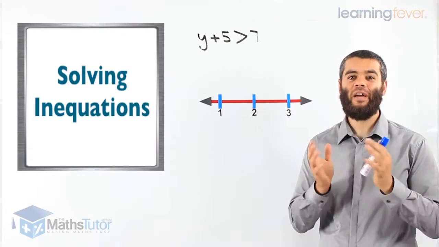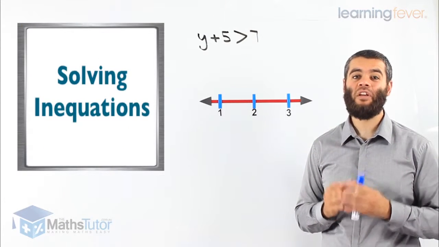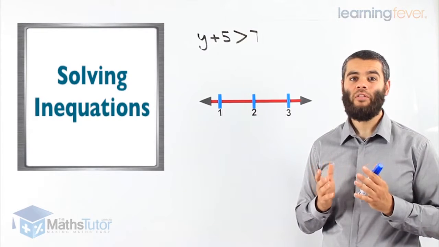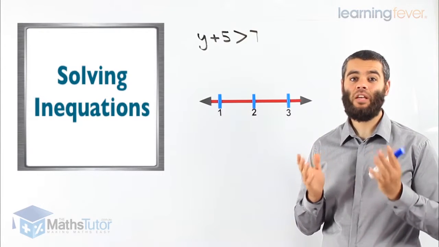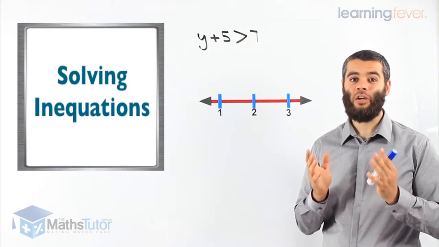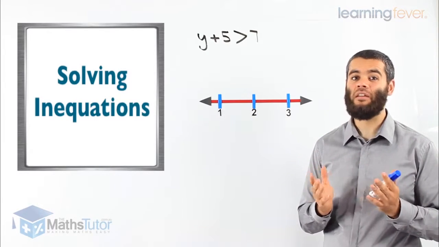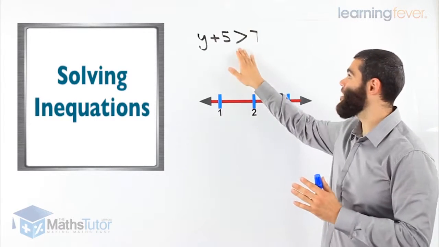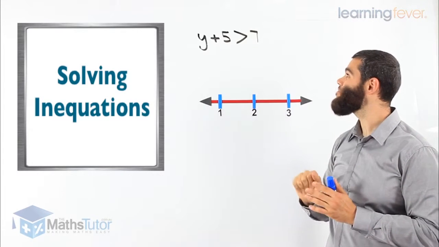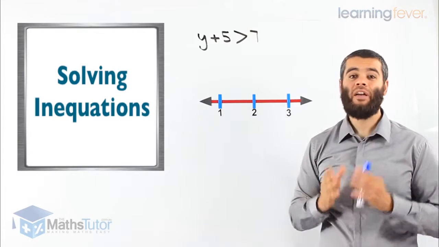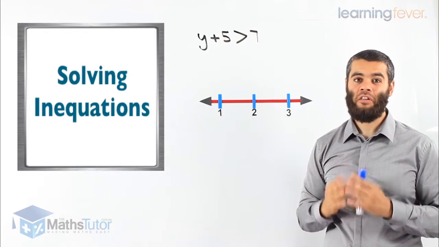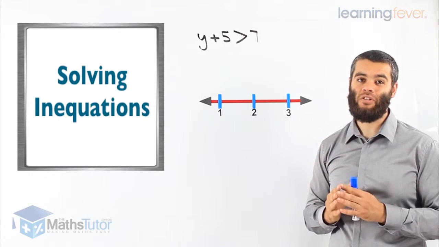Hey everyone, today I'm going to show you how to solve and graph inequations. We know that inequations are very similar to equations, except that equations have an equal sign. Inequations have an inequality sign. In this case here, we have y plus 5 greater than 7. So how do we solve an inequation like this one?